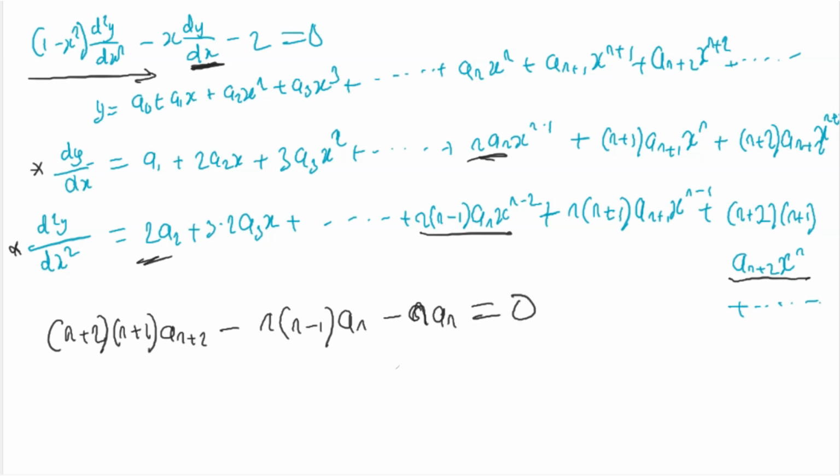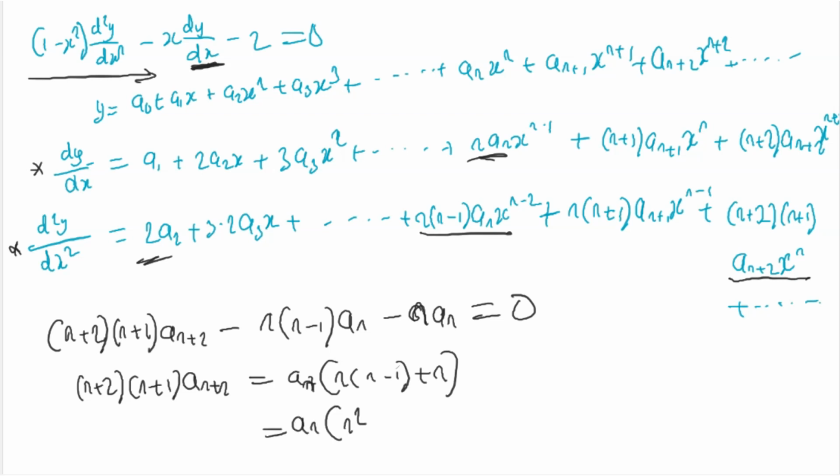So that is the coefficient of x to the n on the left hand part. We don't care about the 2 because it just gets mixed up with one of the constants, and everything will equal 0. We need the coefficient of x to the n specifically. So that means (n plus 2)(n plus 1) a sub n plus 2 is equal to a sub n, then we write (n minus 1) plus n. That will equal a sub n times n squared minus n plus n, so that will be n squared a sub n.